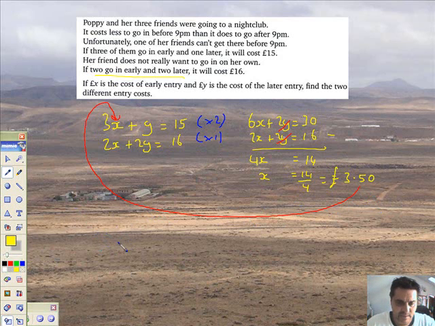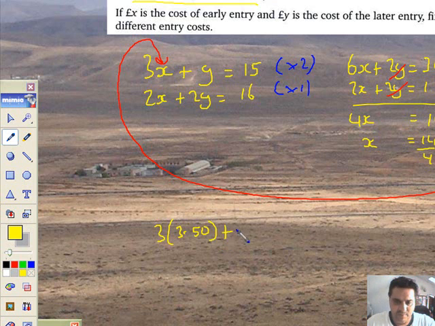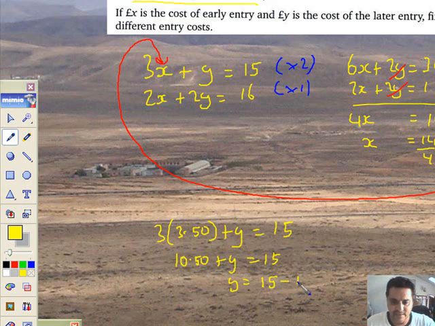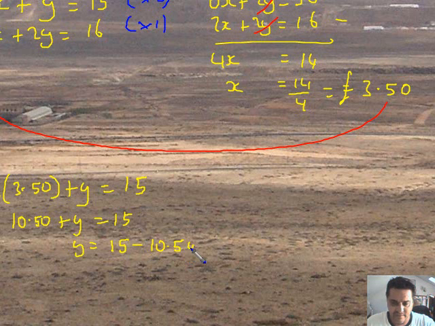So here I go. In yellow, I've got 3 lots of £3.50 plus the cost of the late entry comes to £15 all told. So 3 lots of £3.50, that's £10.50, isn't it? So £10.50 plus late entry cost is 15 quid. So the late entry cost y is 15 take away the £10.50. So if you're late, girls, what you need to do, you're going to have to pay £4.50 to get into that one there. There you go. That'll teach you, wouldn't it?